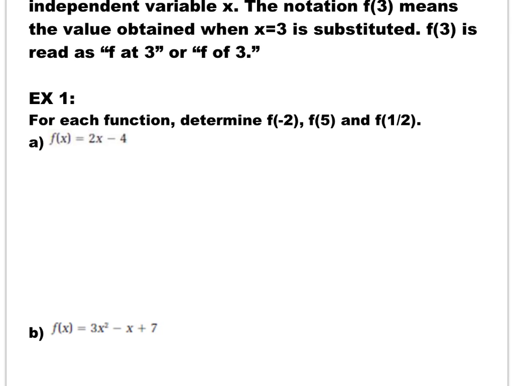As the first example, suppose the function is f of x, or f at x, is 2x minus 4. We are supposed to find f of negative 2, f of 5, and f of a half. So, to find f of negative 2, I'm going to replace x with negative 2.